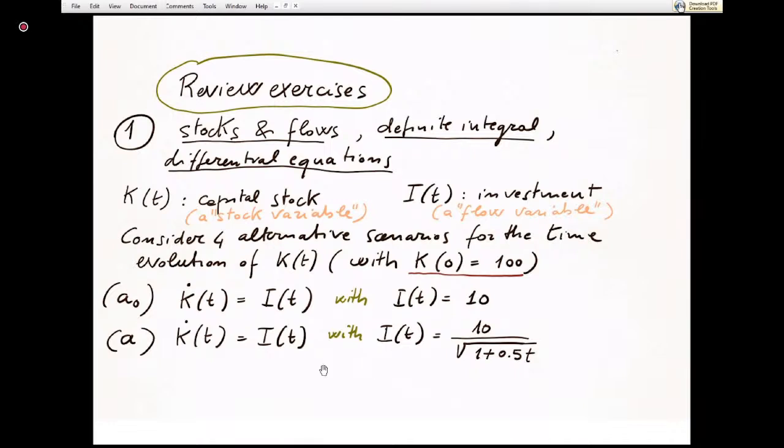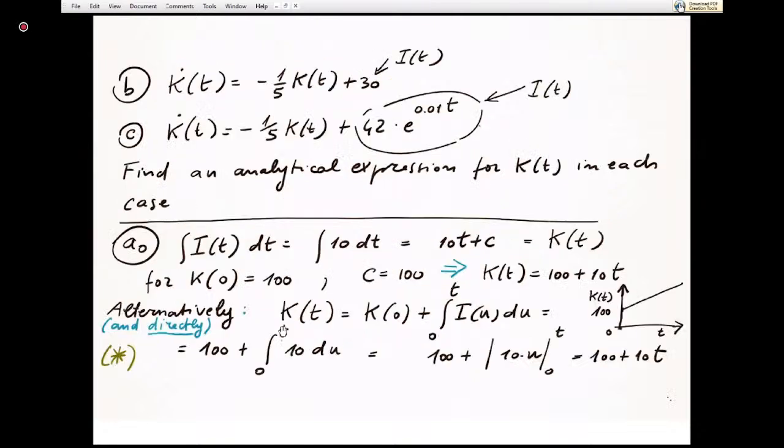But in these two scenarios, initial scenarios, K dot depends only on the flow I(t). Here is a more rich equation. K dot now depends both on the level of investment, assumed constant, 30, but also on the existing level of the capital stock. So it is equal to minus 1 over 5 K(t) plus 30.